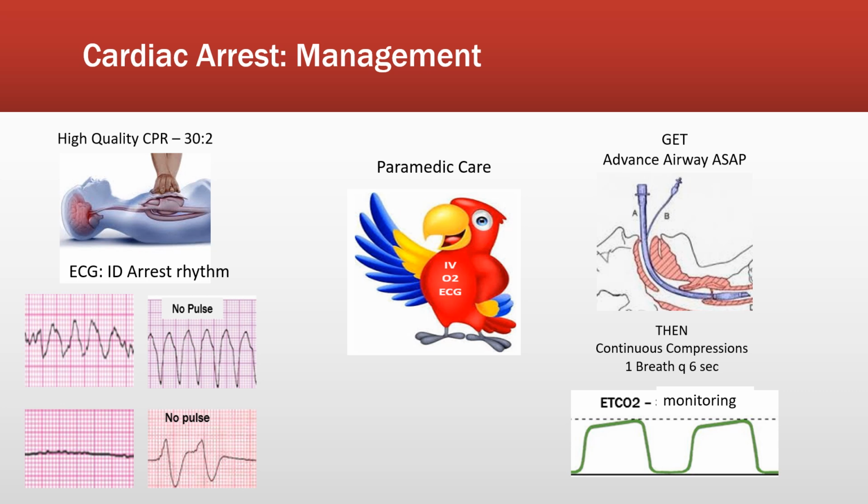Get the advanced airway early. Because once you have that advanced airway in place, you can do continuous compressions and ventilate once every 6 seconds. Continuous compressions and ventilating once every 6 seconds will increase that chest compression fraction and lead to return of spontaneous circulation quicker. Remember to slap the cap and monitor that continuous waveform capnography.